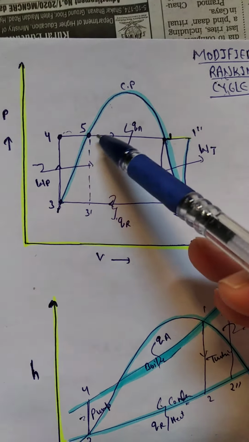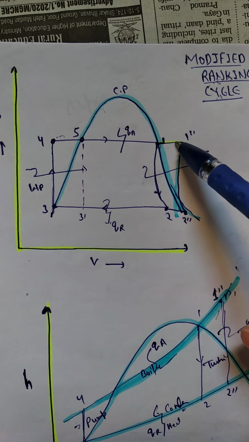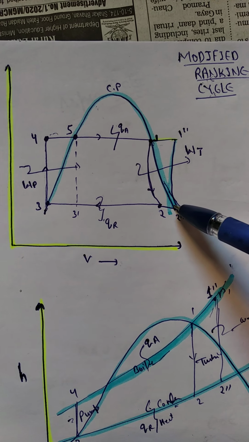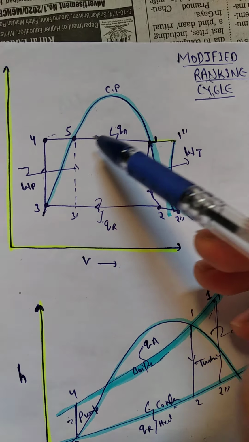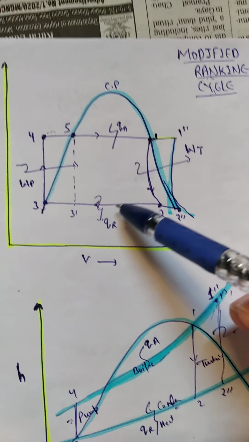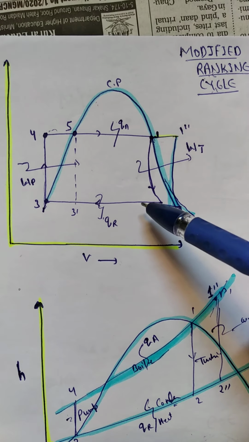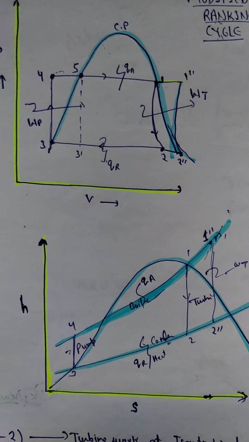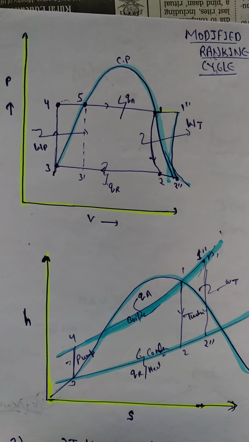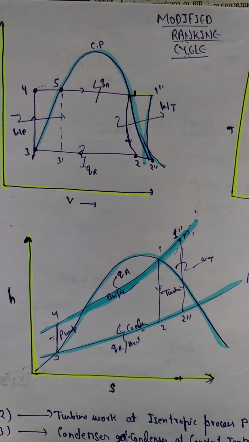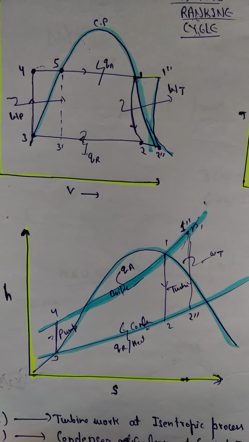Coming to the PV diagram, this one is the work done by the pump, this one is the work done by the boiler, here it is the work done by the turbine, and this one is the work done by the condenser. In the boiler, heat addition takes place and in the condenser, heat rejection takes place at constant pressure. In the pump, pressure increases with increasing temperature and increasing enthalpy with constant entropy.